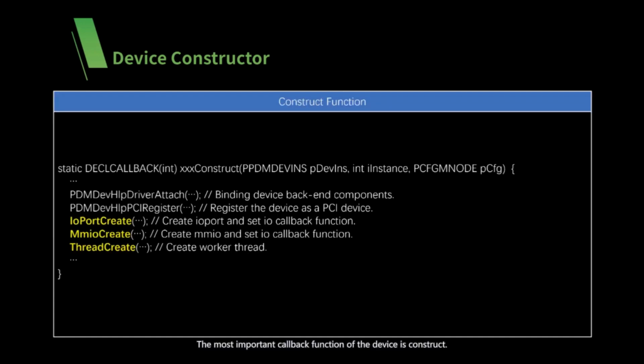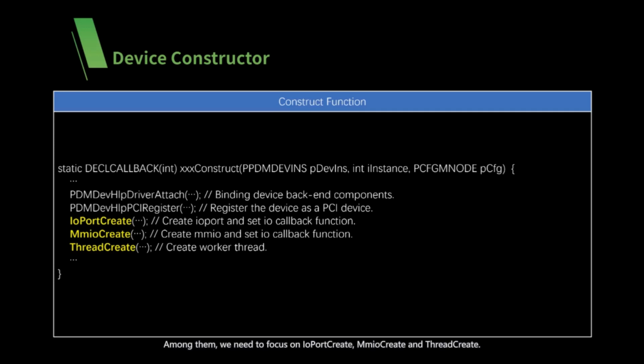The most important callback function of the device is construct. It is a callback function in the device registration object structure, which is called by the PDM device init function. The constructor function is the initialization function of the device. Especially, it shows which attack surface the device has. As shown in the figure, this is the constructor code logic.